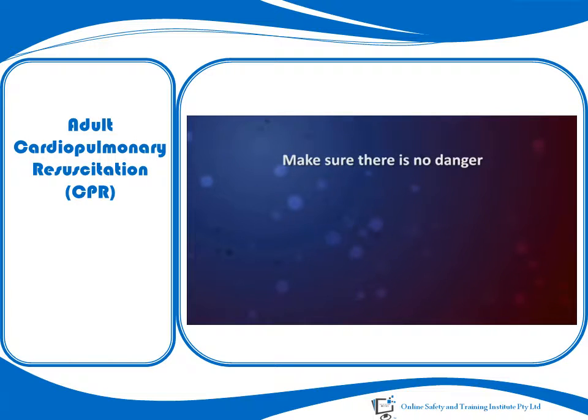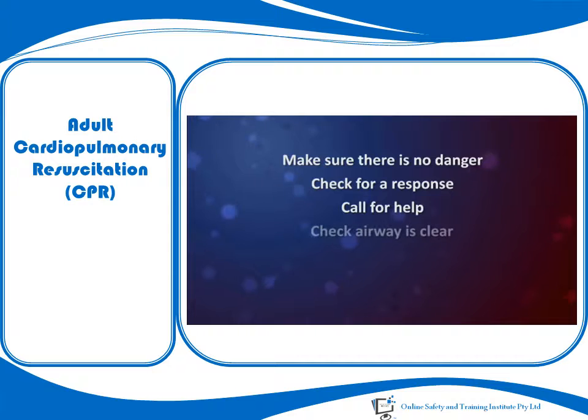Check for and continually monitor dangers to the rescuer, other personnel and the casualty. Check for a response by talking to and firmly touching the casualty. Raise an alarm and call for an ambulance immediately if required. Check that the casualty's airway is clear. Look for signs of an obstructed airway, for example vomit, blood or other obstructions.